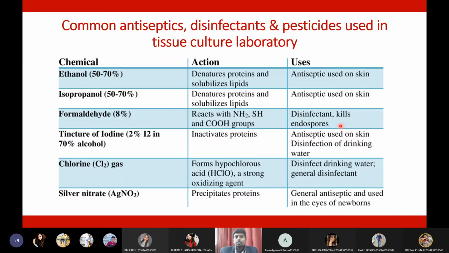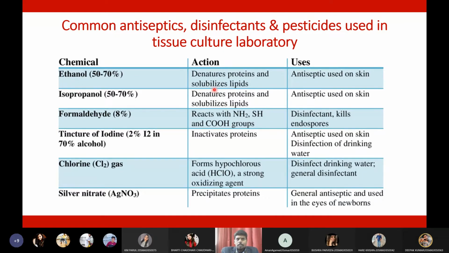solution. So most commonly used antiseptics and disinfectants are ethanol 50 to 70%, isopropanol 50 to 70%, formaldehyde 8%, tincture iodine 2%, chlorine gas or even silver nitrate can be used as an antiseptic. So these are combinations of antiseptics and disinfectants. So we can add these things to the fixative solution so that the solution won't get contaminated by any microorganisms.